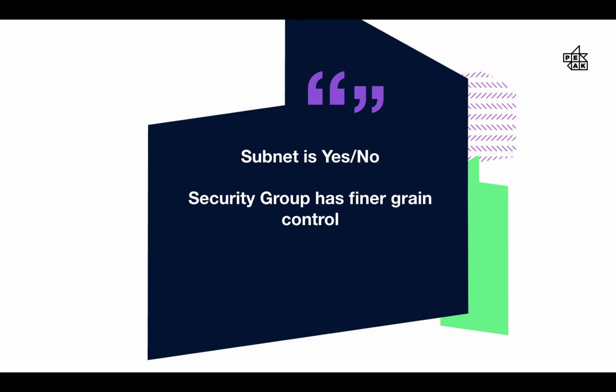So a little bit of a simplification, but a good way I found of putting it is a subnet is like a yes or a no. A security group gives you finer grained control. For example, setting up different rules, allowing traffic from certain ports to certain IP addresses, or you could allow all traffic, or just specific traffic like port 22 or port 80 from IP address ranges or security groups.